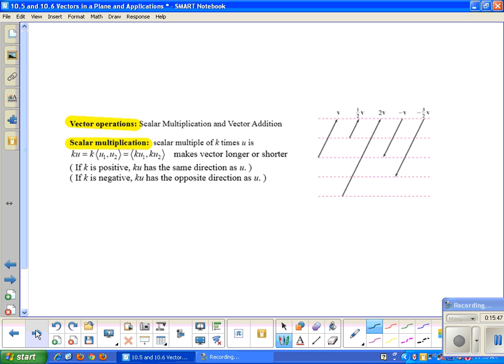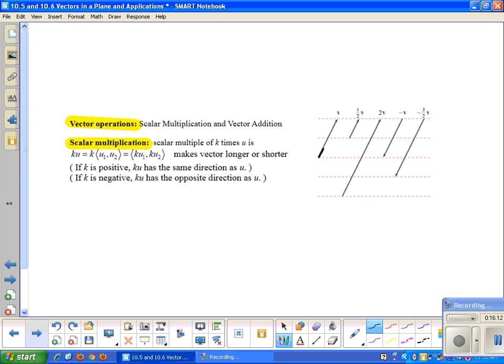So the next part is vector operations, scalar multiplication and vector addition. Scalar multiplication of k times u is just when you multiply it in. So you can just take that k and multiply it by both your components in your component form. It makes the vector longer or shorter. If k is positive, then it has the same direction. If it is negative, it's going to go in the opposite direction.